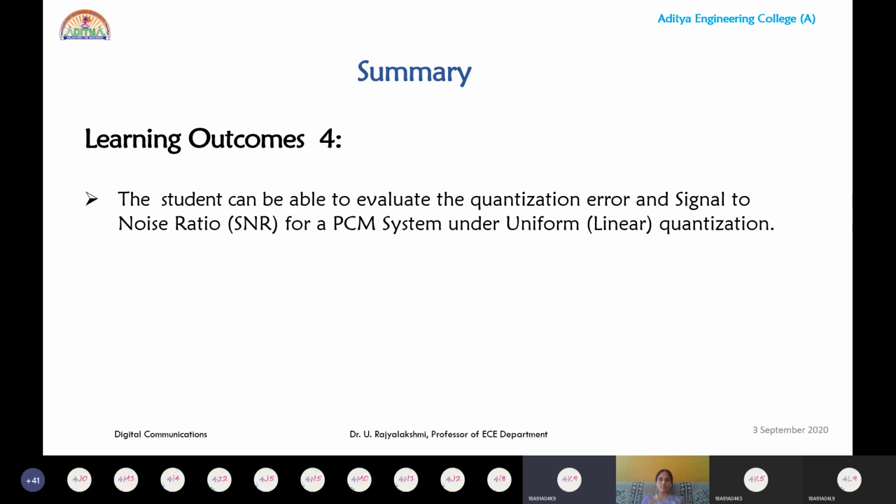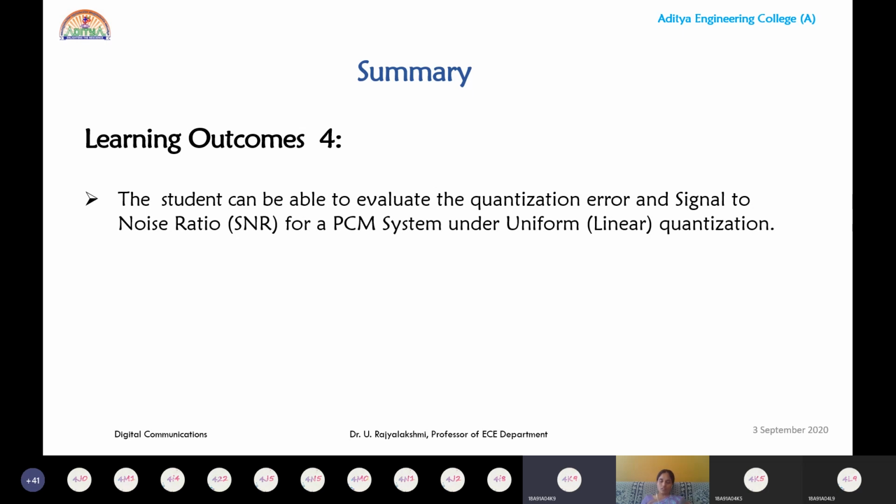What is delta? Step size. Step size delta equals, tell me the expression for that. 2 x max by 2 power n. Yes, 2 x maximum by 2 power n. Now you tell me the expression for SNR for a PCM system. Tell me the general expression and then you can tell it in decibels.